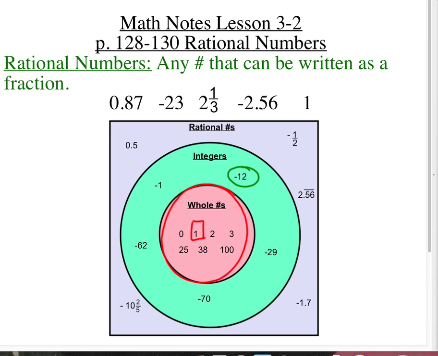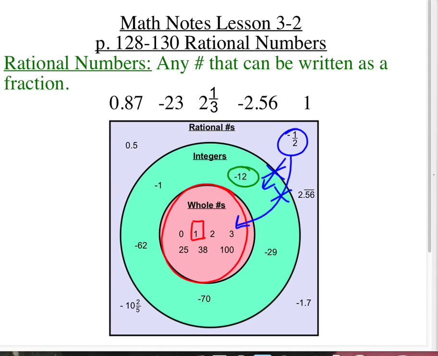And then if we work our way out further yet, like negative a half, it is only inside the box, so it is just a rational number. It is not in the integer balloon, no. It is not in the whole number balloon, no. So a number like negative 1/2 can only be called a rational number.